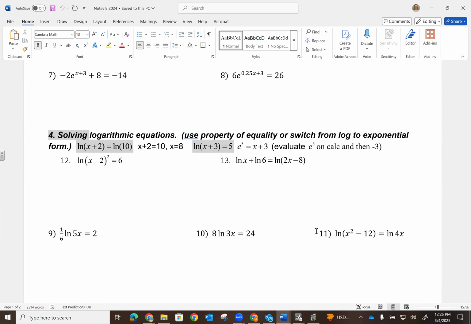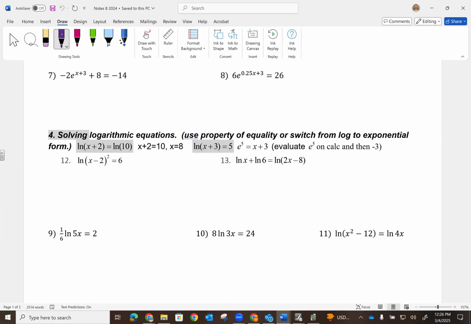I'm trying to see if there's anything amazing that I should have you guys practice. We did number 13 in class together. Is that right, you guys? Okay, we did 13.